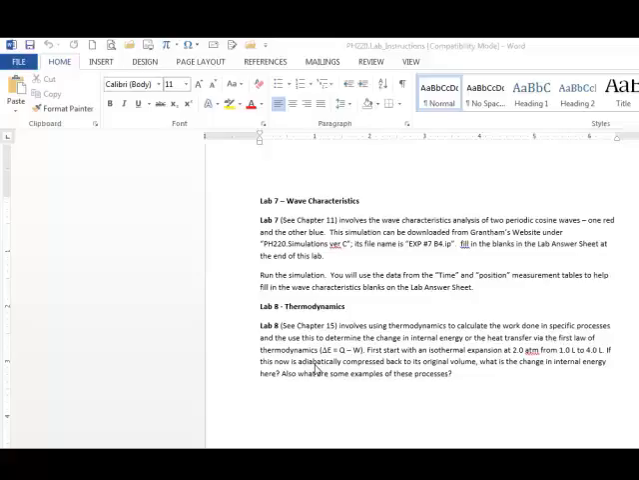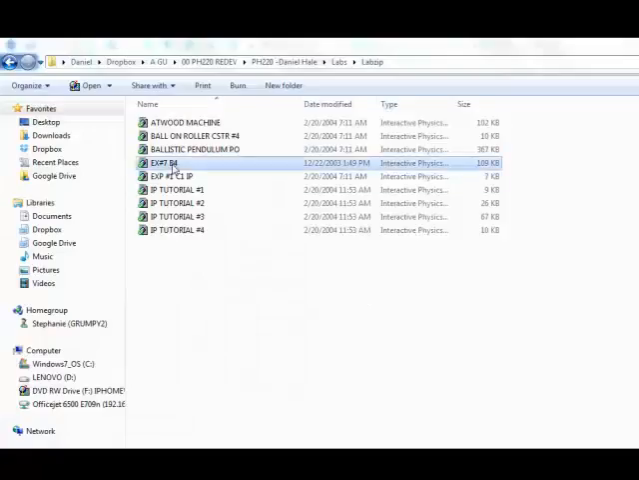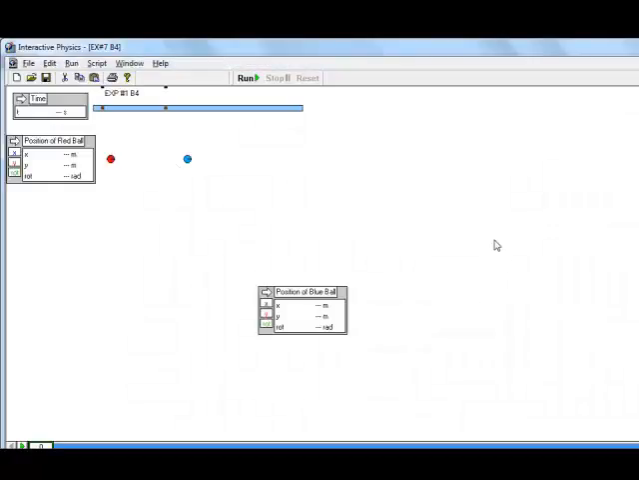This week we're going to look at the wave characteristics analysis of two periodic cosines. One will be red, one will be blue. And the simulations can be downloaded from the Grathms website under the lab lessons link, with the file name the physics simulations. This week the experiment is 7B. So we want to open the 7B, and that'll open the interactive physics. And now we can start to examine this and see what it looks like.